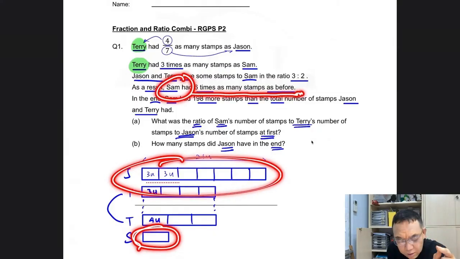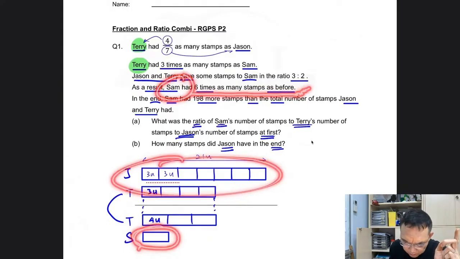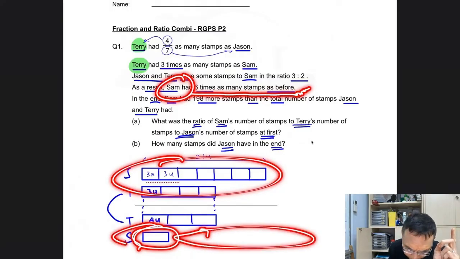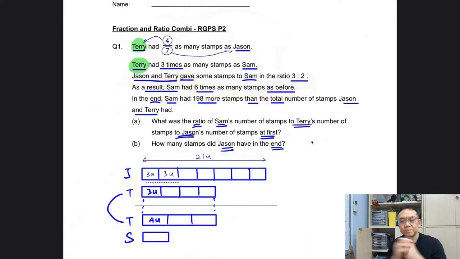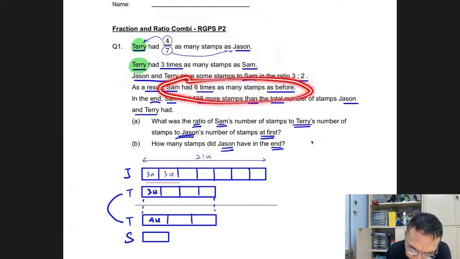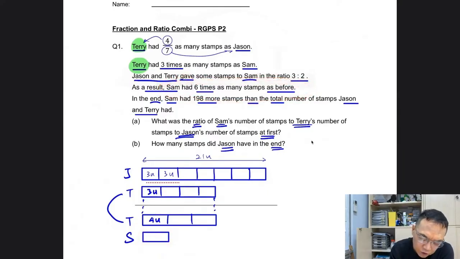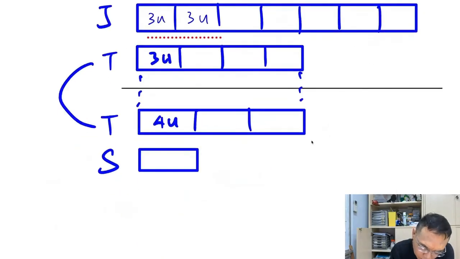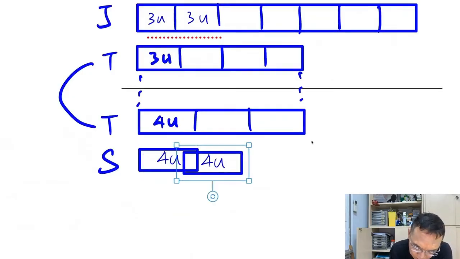Now, can you tell me how many more boxes do I need to draw behind to complete Sam's new model? Go. Excellent. Yes, 5 more. Why? Because if Sam is 6 times of before, he already has 1. He only needs 5 more. So I'm going to draw that right now. Okay. So I'm going to draw this. I'm going to write this. And then I'm going to use magic.